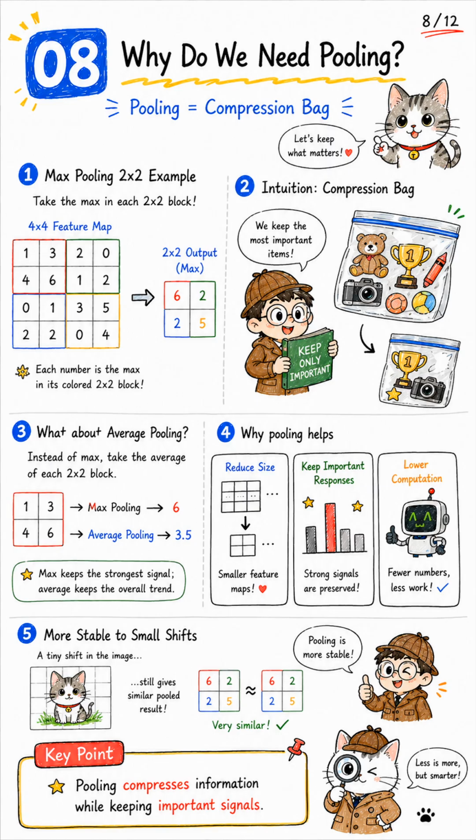Next comes pooling. Pooling is like compressing information while keeping the most important parts. For example, in max pooling, we look at a small region and keep only the largest value. It is like packing for a trip. You cannot bring everything, so you keep the most important items. Pooling makes the feature map smaller. That means less computation and less memory. It also makes the model more stable. If the cat moves a little bit in the image, the output should not change too much. So pooling does 3 things. It reduces size, it keeps strong signals, and it makes computation cheaper.